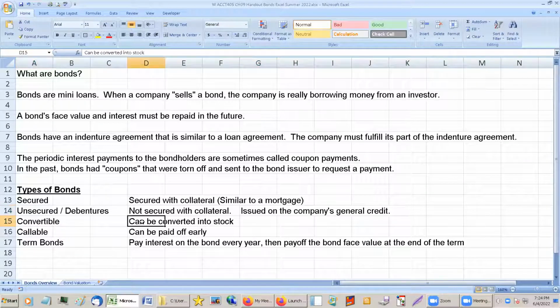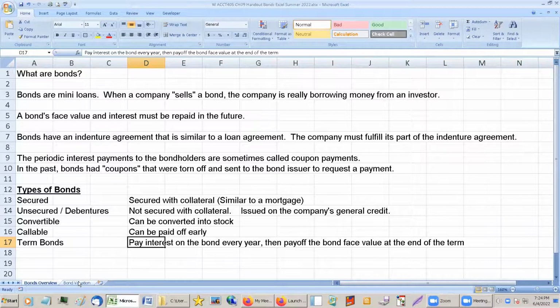Convertible bonds can be converted into stock. So if the company's doing very well, you can convert your bonds into stock. Callable means that they can be paid off early. The bonds can be paid off earlier than the stated time period. So instead of a 10-year bond, they can be paid off in 4 years. And term bonds are what we usually think of when we think of bonds, and they pay interest every year, and then they pay off the face value at the end of the term.